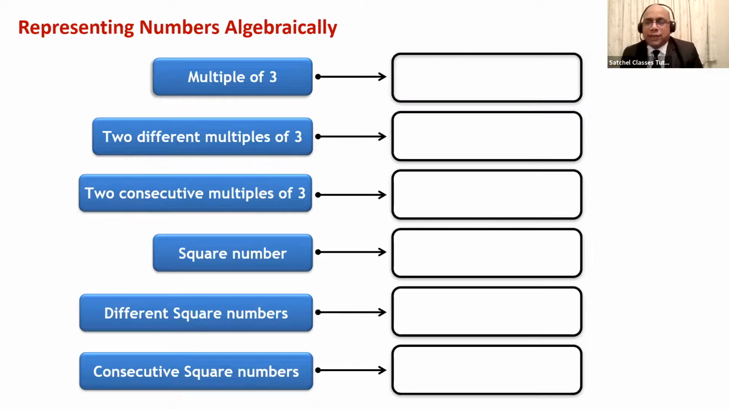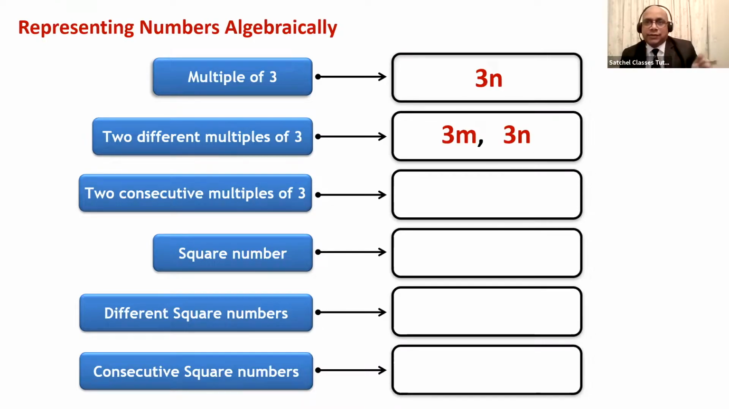3 is common to all multiples of 3. So we can represent a multiple of 3 as 3n. Two different multiples of 3, one of them is 3m, the other one is 3n. Two consecutive multiples of 3. What's special about two consecutive multiples of 3? The difference will always be 3, right?